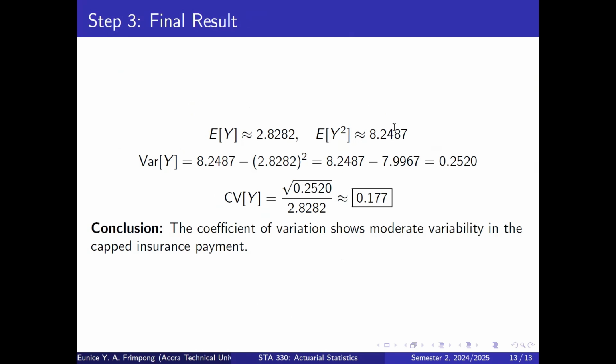Now we move on to find the coefficient of variation by finding the square root of the variance, which gives us the standard deviation, all over the mean. So if you go ahead to calculate this, you are approximately getting 0.177. So this tells us that the payment under the policy limit is moderately variable, a useful insight for pricing.